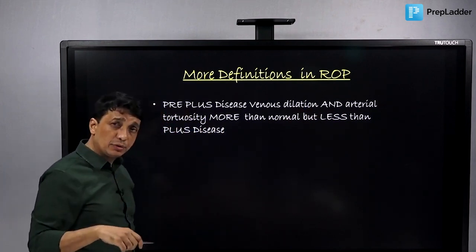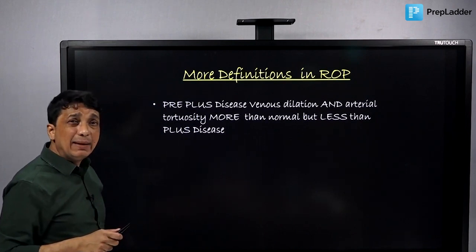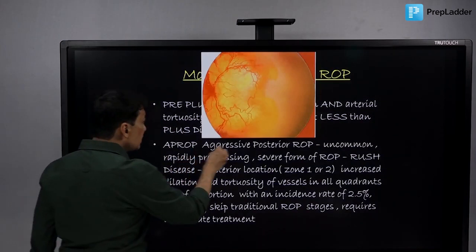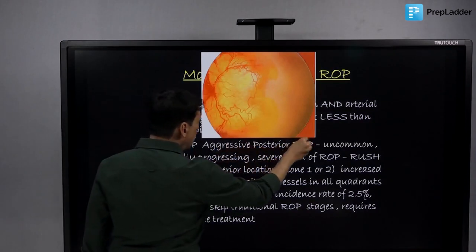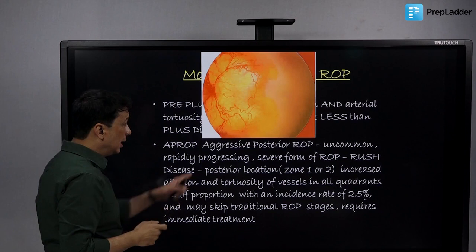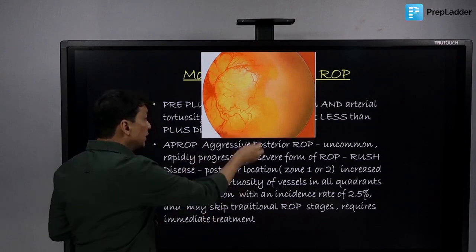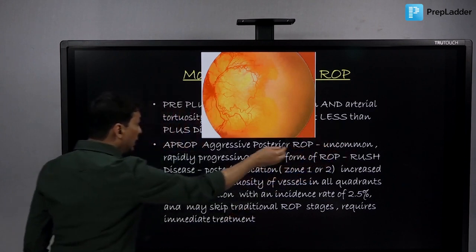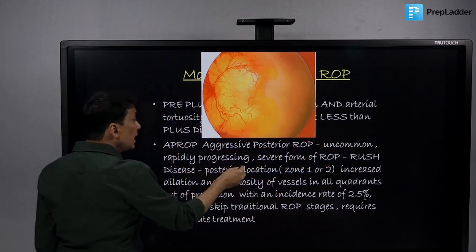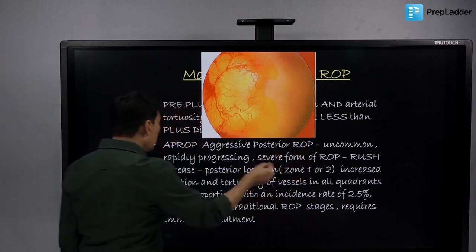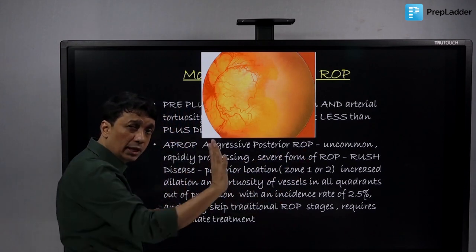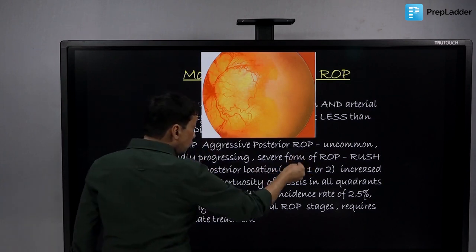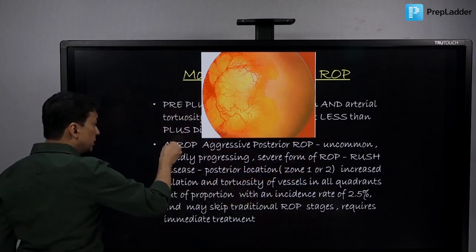Now one more definition we need to know, which is highly dangerous. This is called APROP, which stands for aggressive posterior ROP. Look at the word aggressive. Aggression tells us what is going to happen, and it's posterior ROP, so it's right in this zone 1. It's uncommon, luckily. But it's a rapidly progressing severe form of ROP, often called rush disease. It's rushing through. It's so dangerous. It's a posterior location, so I told you zone 1 or zone 2. That's why it's called APROP, posterior.